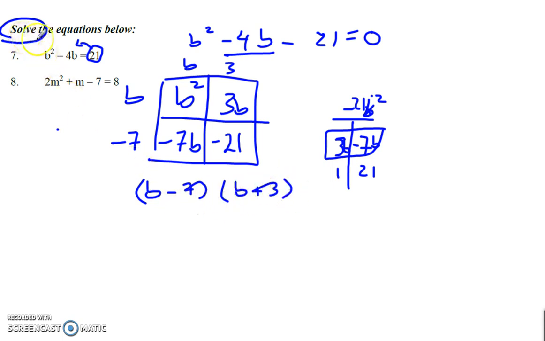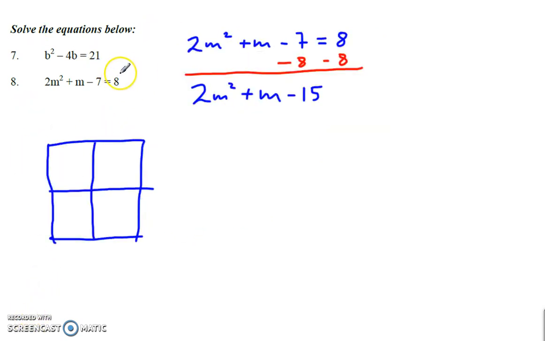Now this didn't just say to factor, it said to solve. So either this is 0 or this one's 0. I'm going to speed solve this one for you because it's easy. 7 and negative 3, right? So those are my answers for number 7.